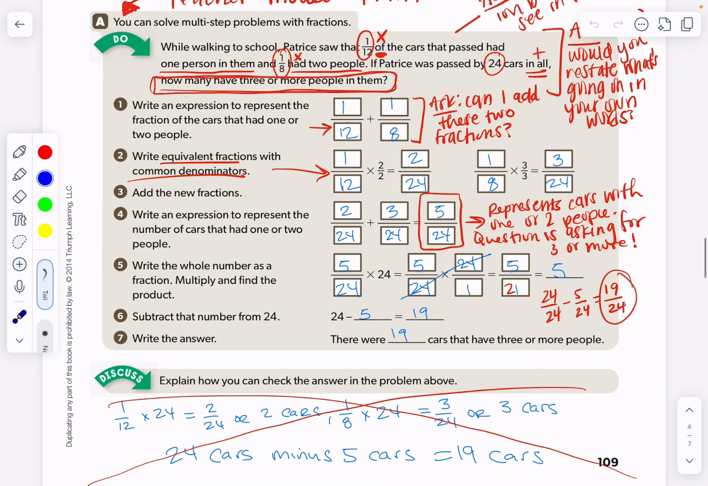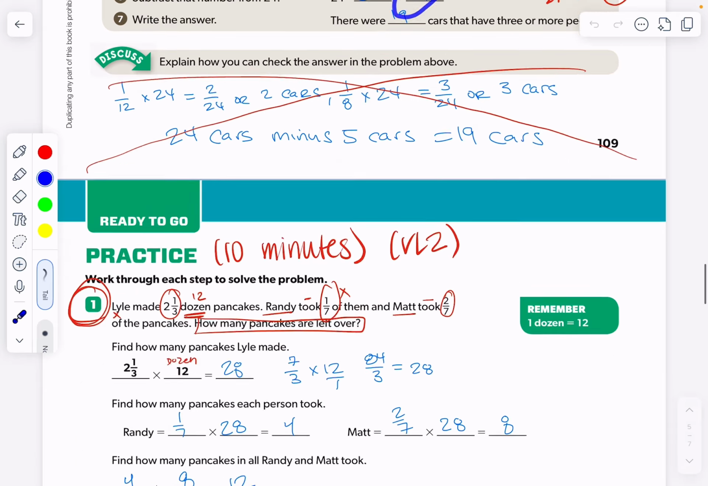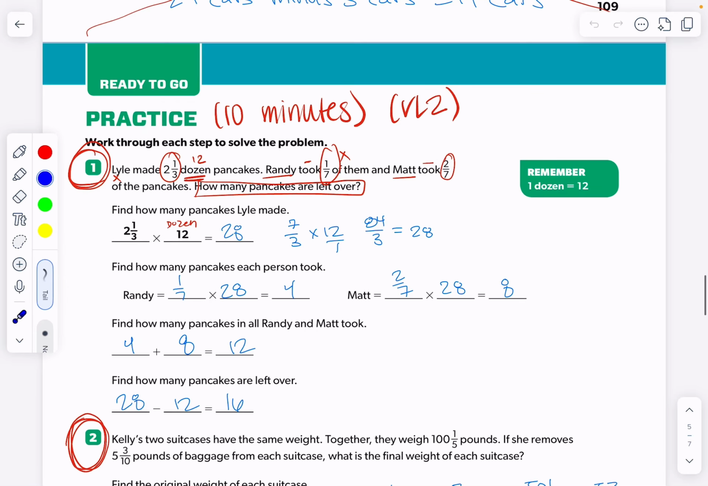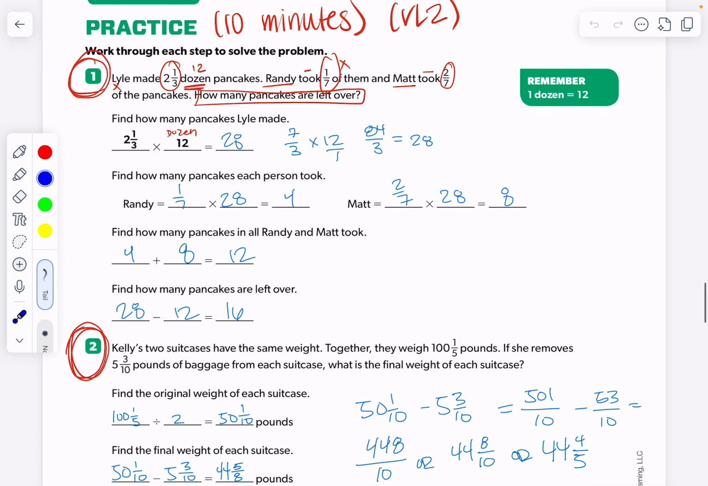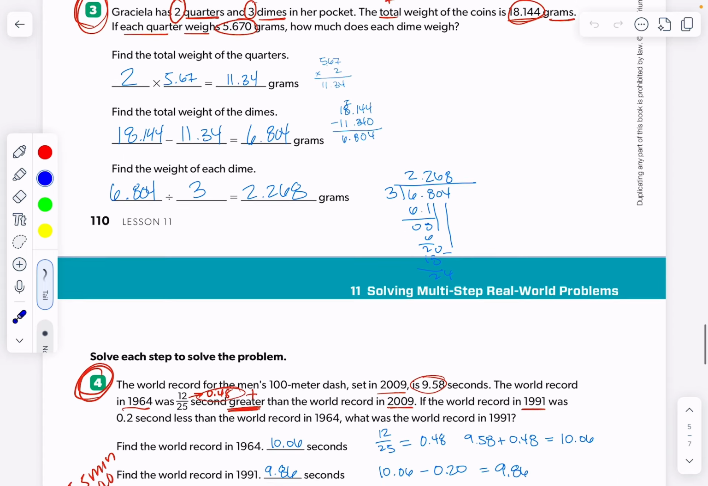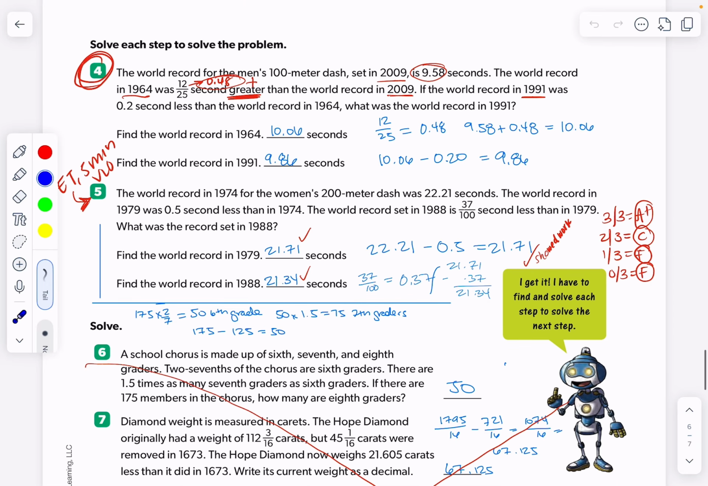So as you can see, many different steps in this question. We had to find equivalent fractions before we were actually able to add. And then from there, we had to do some subtraction to get our final answer of 19. So from there, you will launch students into 10 minutes of work time. They will work on questions 1 through 4, and then 5 will be their exit ticket question.